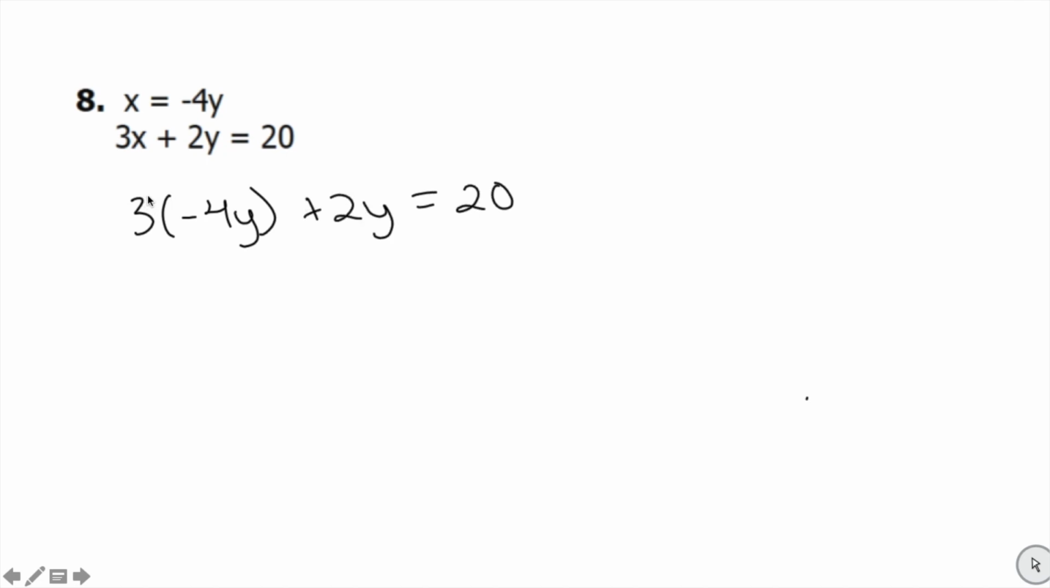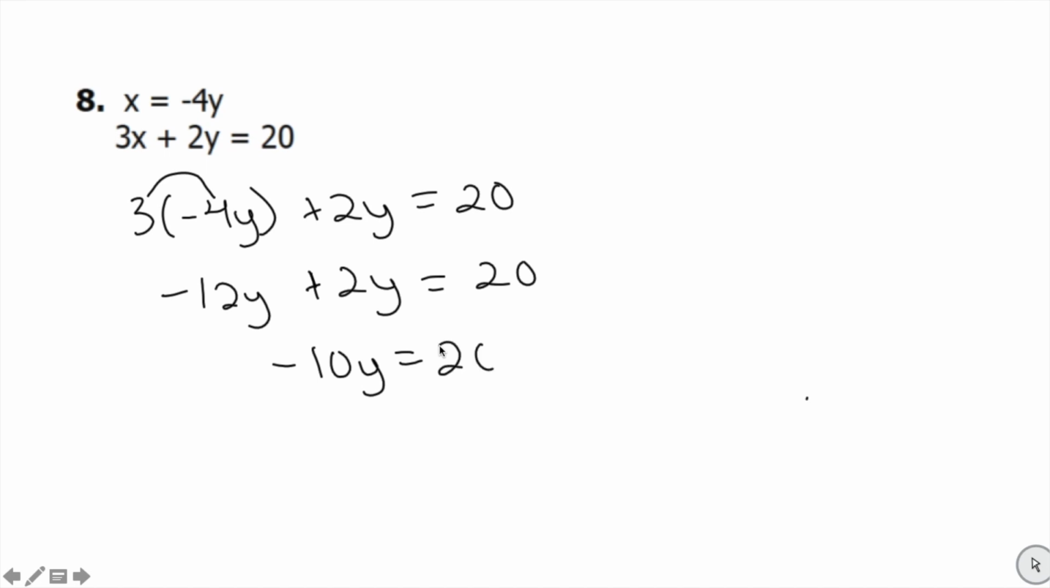Number 8, x is by itself already, so I'm going to take negative 4y and plug it into where x is. So 3 times negative 4 is negative 12y, plus 2y equals 20. Negative 12 plus 2 is negative 10y equals 20. Divide by negative 10, and you get y equals negative 2.